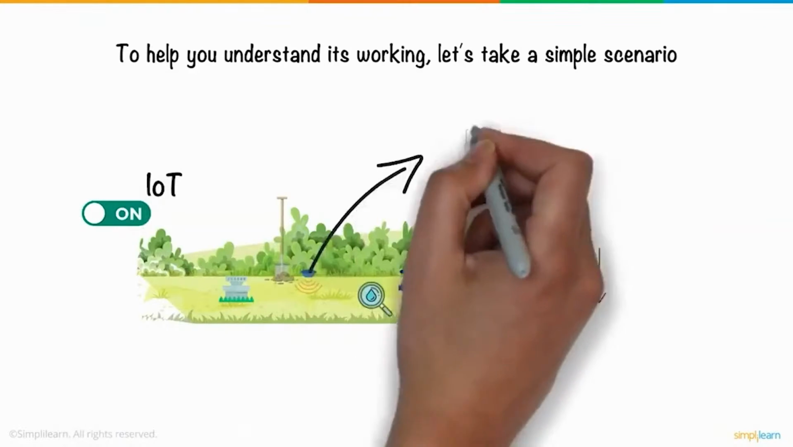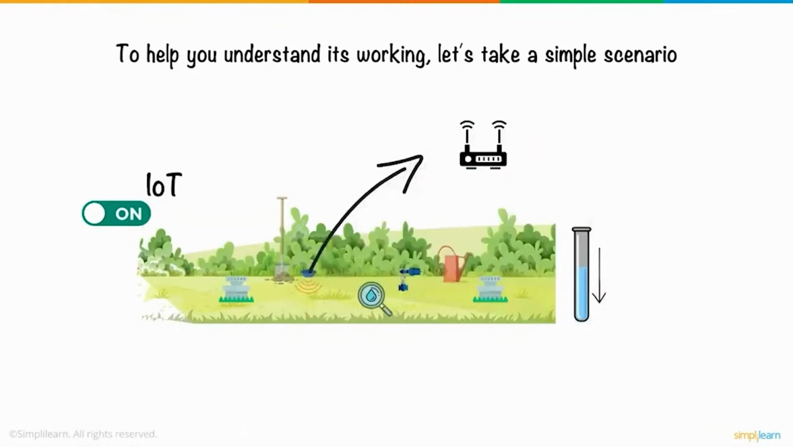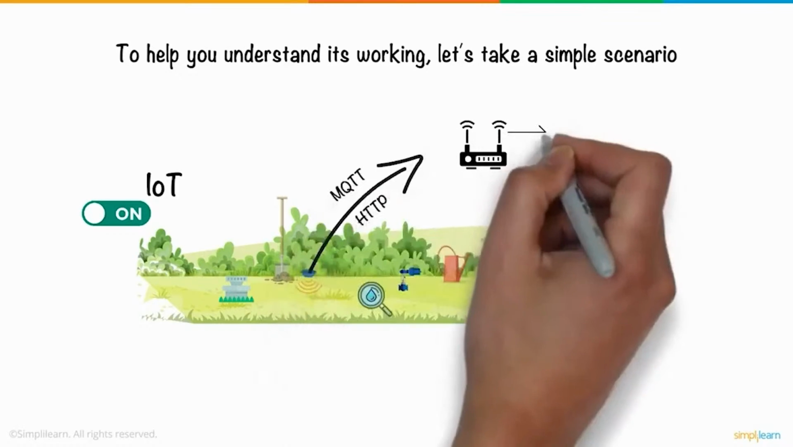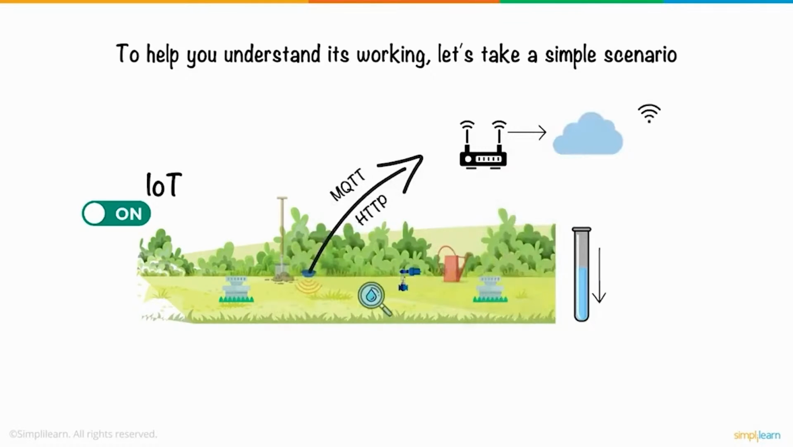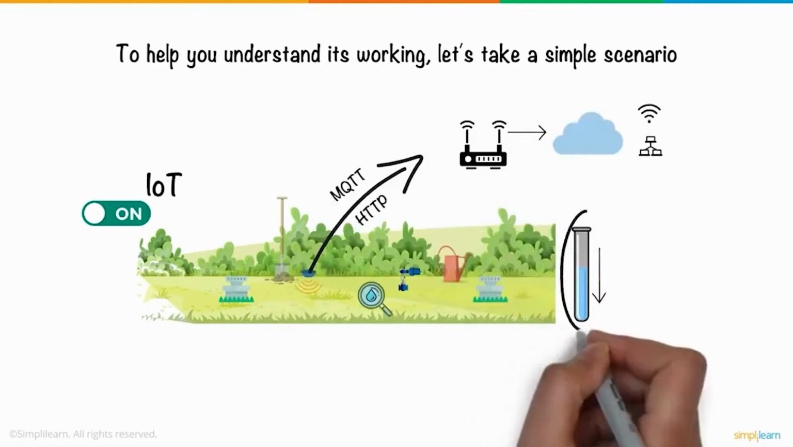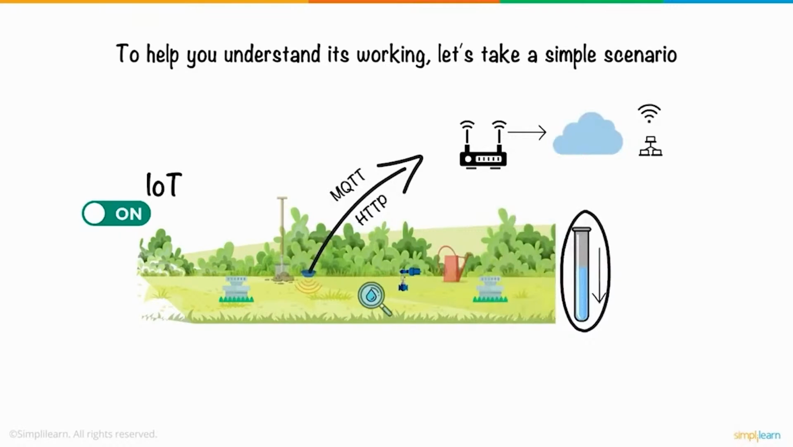This information is sent to the IoT gateway with the help of communication protocols like MQTT or HTTP. The gateway aggregates the data and feeds it to the cloud with the help of Wi-Fi LAN. Once the moisture level drops, the system is immediately triggered and the sprinklers are turned on.